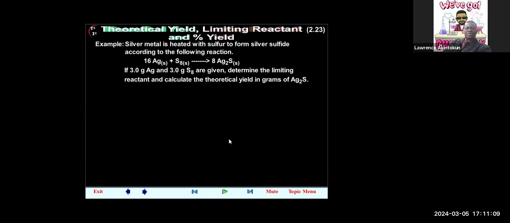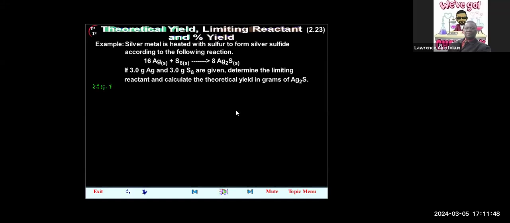If 3.0 grams of silver and 3.0 grams of sulfur are given, determine the limiting reactant. The same way we did the first two examples is what we're going to apply to produce silver sulfide, Ag2S. First find the amounts of product, then look for the limiting reactant, then get your theoretical yield. And then you can go ahead and input the values in the formula.